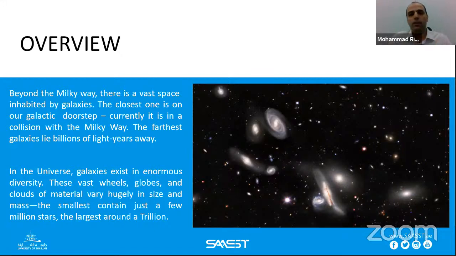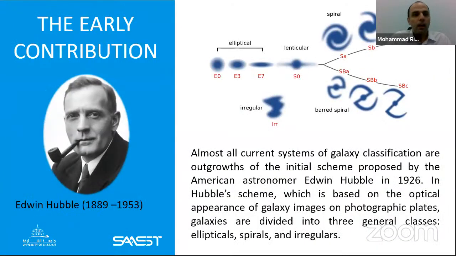Some of these galaxies look like wheels. It is a very common kind of galaxy, and some of them contain a few million stars, and some of them, the biggest galaxies that were discovered, contain around a trillion stars. So this gives us an idea about the diversity in the galaxies.